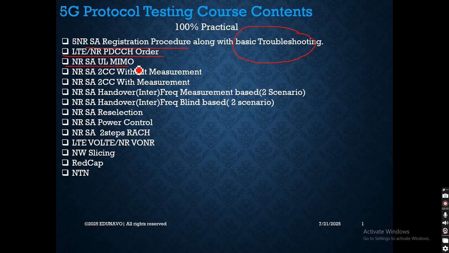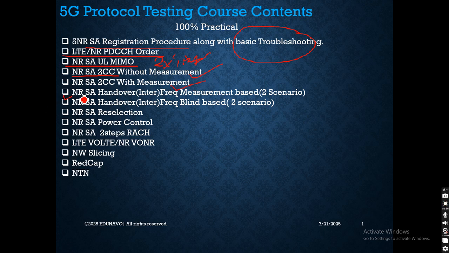Third is the NRSA uplink MIMO feature. As we know, multiple input, multiple output. Like the downlink, we have uplink MIMO as well. We will discuss 2x2 or 4x4 MIMO. Next, NRSA 2CC without measurement. When we talk about carrier aggregation, the focus will be on 2CC, two component carriers. Here we have two flavors which we will discuss: without measurement and with measurement.